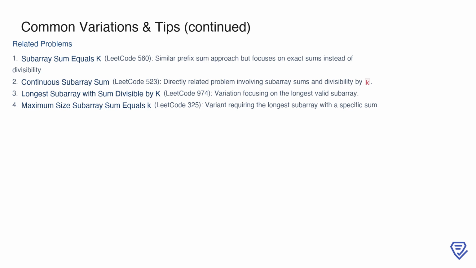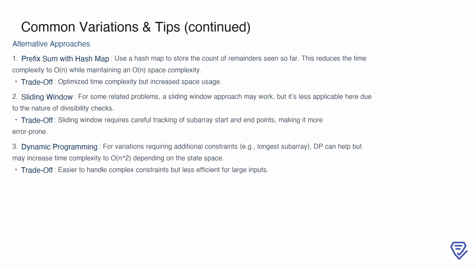To solve this problem efficiently, the most common approach is to use a prefix sum combined with a hash map. The hash map keeps track of the remainders seen so far, reducing the time complexity to O(n), while maintaining a space complexity of O(n). However, this optimization comes with a trade-off: the increased memory usage from storing the hash map. For some related problems, a sliding window approach might be applicable, but it's less suited for this problem, as divisibility checks don't naturally lend themselves to sliding window techniques.